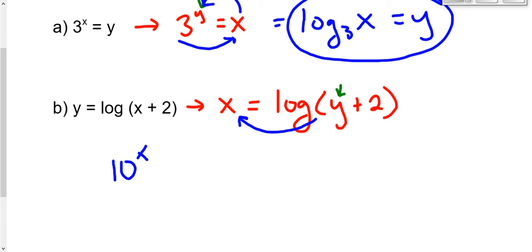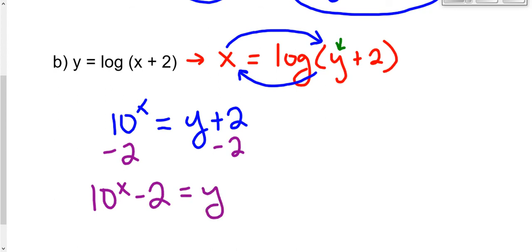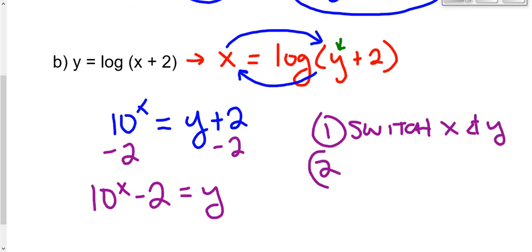So 10 to the x power equals whatever was inside my log, so equals y plus 2. Now the y is no longer inside of a log, it's almost by itself. The very last thing I should do is just subtract 2 from both sides, and I end up with 10 to the x power minus 2 equals y. So I switched my x and y, and then I solved for y, just like we did in the last unit.